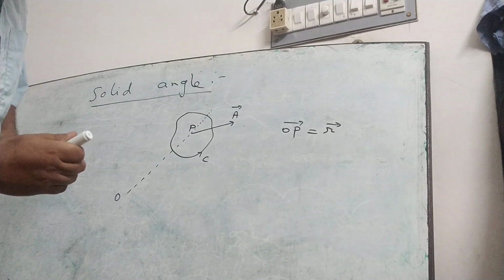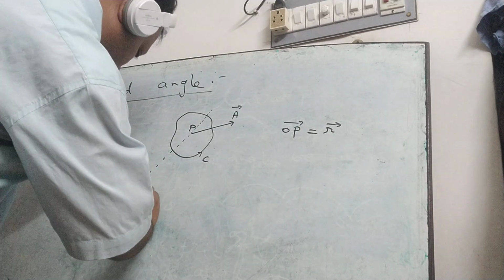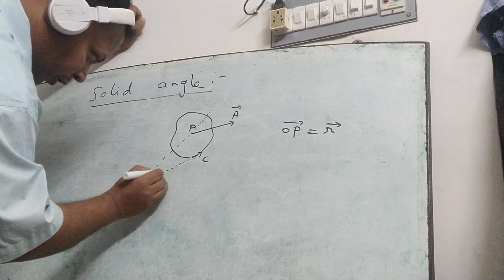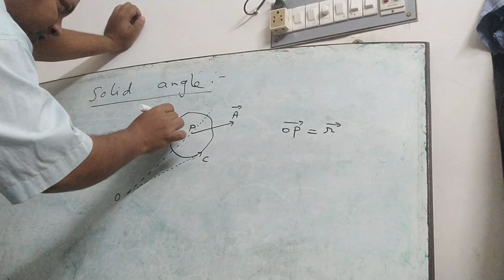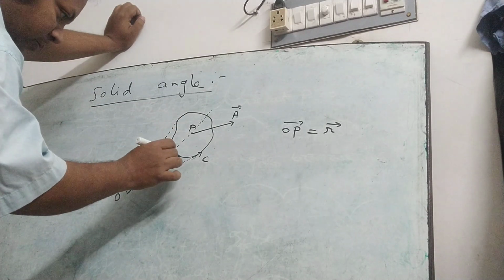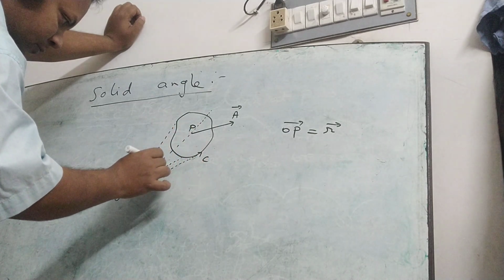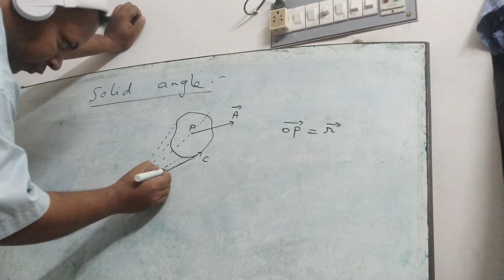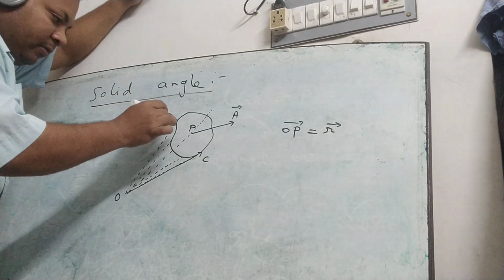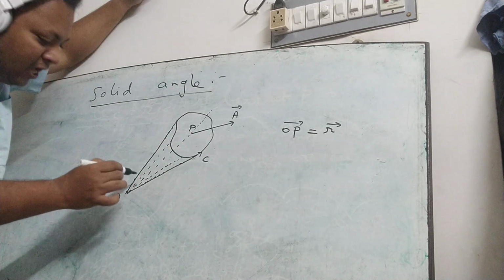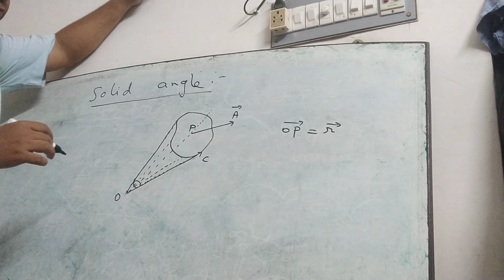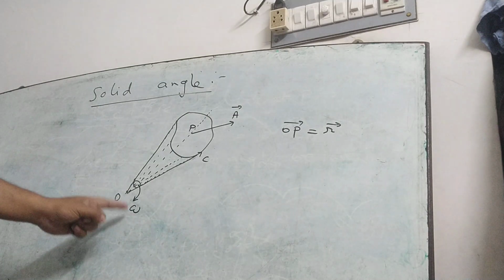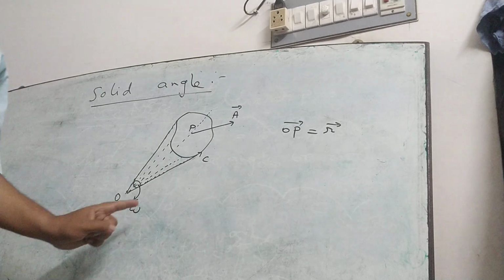Now we can join all the points which are situated on the boundary C. Therefore, we can get a 3D angle at the point O. This is denoted by omega. The omega is known as solid angle.